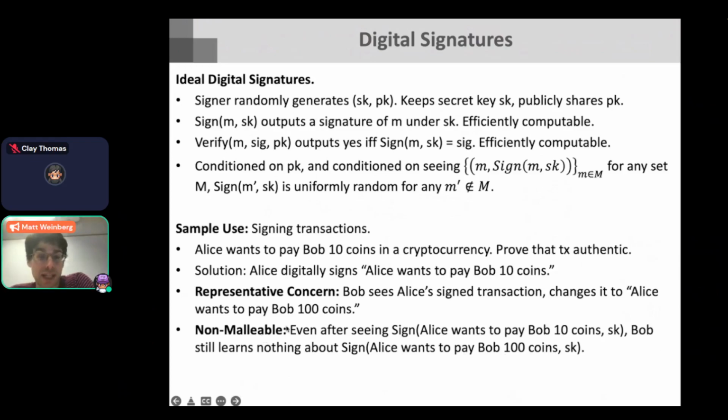So this is really key: even if you just change what's being signed slightly, you have no idea how to sign it, even if you've already seen a signature of something similar.